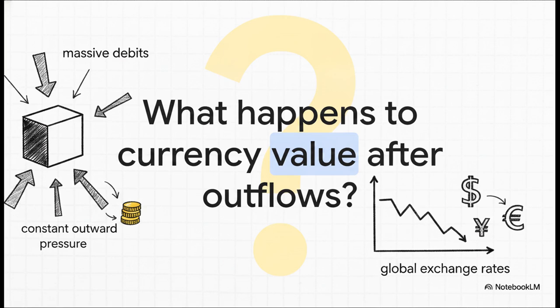Before I let you go, though, I want to leave you with a quick thought experiment. We've just seen how outflows are marked as debits. Well, if capital just continuously flows out of these pillars as a massive, constant debit, what ultimately happens to the free market value of the domestic currency left behind? Think about how that outward pressure might directly dictate currency depreciation and shape the global exchange rates we experience every single day. Something to chew on.